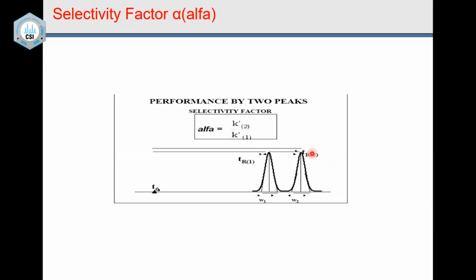The capacity factor and the selectivity factor are both important. The column should have a capacity factor. The column should have a selectivity factor when it has multiple peaks. Each peak should get retained on the column. The column should have the selectivity to hold that compound for more time than the other peaks, so that they get separated. So these two factors are very, very important in chromatography.